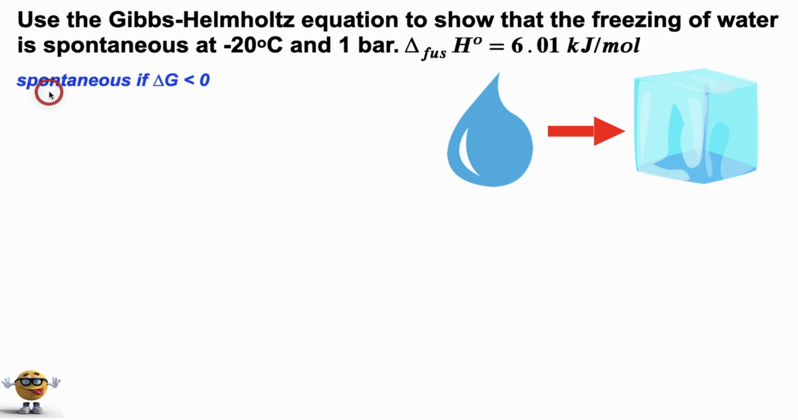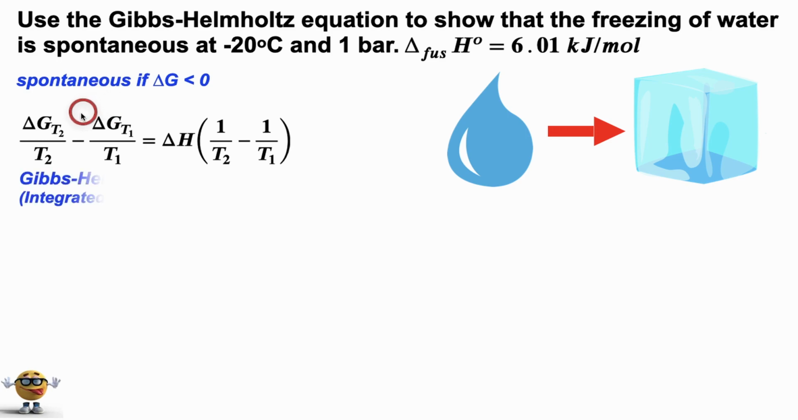Well, if the reaction's spontaneous, the change in Gibbs energy G is less than 0. This is true for a constant pressure and constant temperature process. And the Gibbs Helmholtz equation in all its glory is right here. This is in its integrated form. You can check out the other forms that I have in the description below as well.